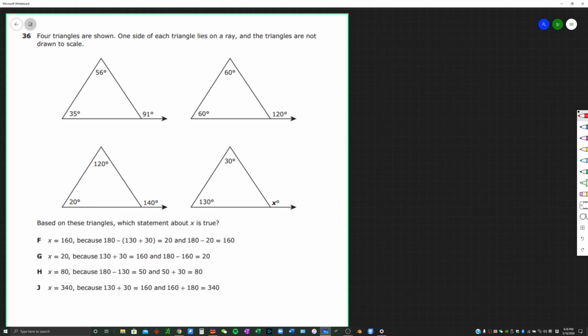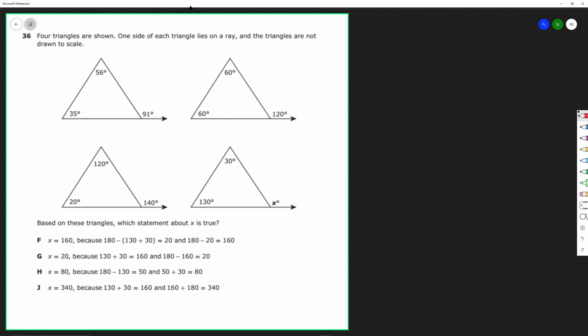This question shows 4 triangles. One side of each triangle lies on a ray and the triangles are not drawn to scale. Not drawn to scale means you cannot tell the answer just by observation. You have to do some sort of calculation. Based on these triangles, which statement about x is true?